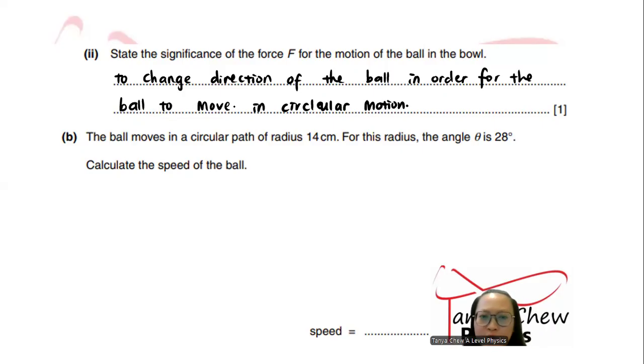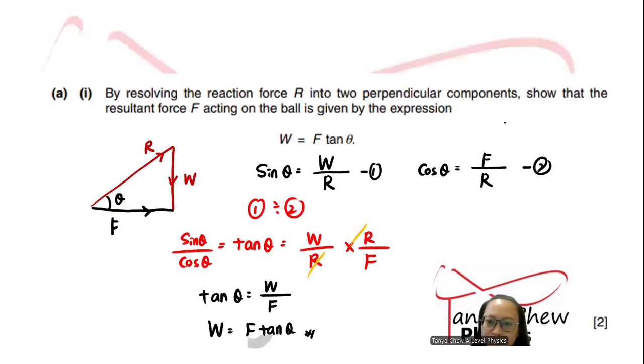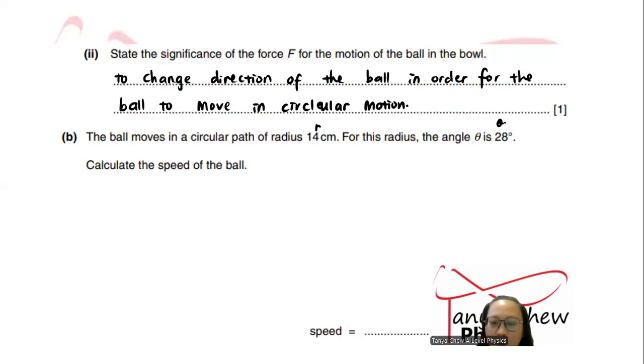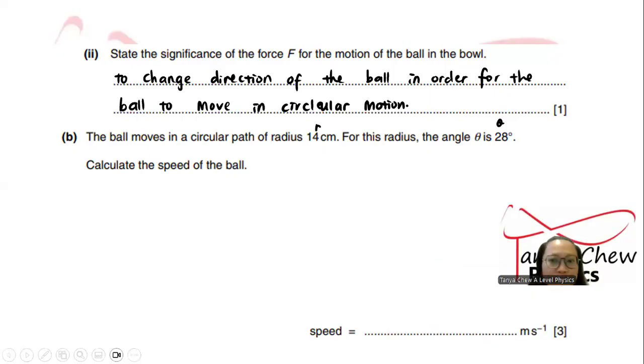Now, B, the ball moves in a circular path of radius. Whenever I answer the question, because sometimes I don't know which equation I'm supposed to use, that is why I always write this on top. At least I know, oh, this is a radius. And for this radius, the angle theta is 28 degrees. Calculate the speed of the ball. Do you still remember that this is the theta? Let us see how many marks given here. Wow, this is 3 marks.